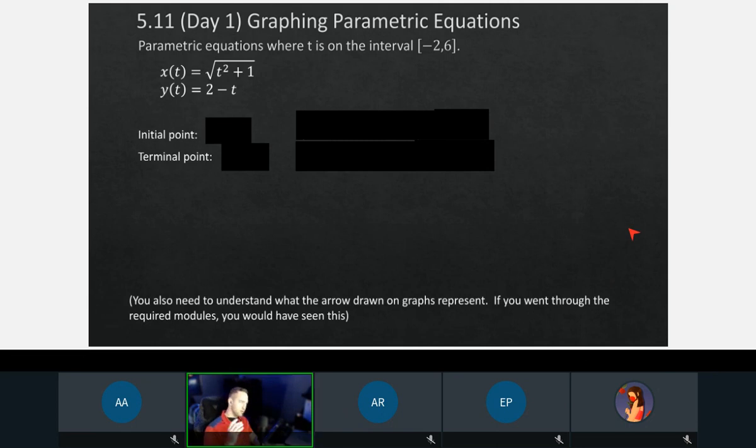Think of something simple. It's not complicated. It's a really simple way to do it. I want the coordinate of your initial point. Yikes.